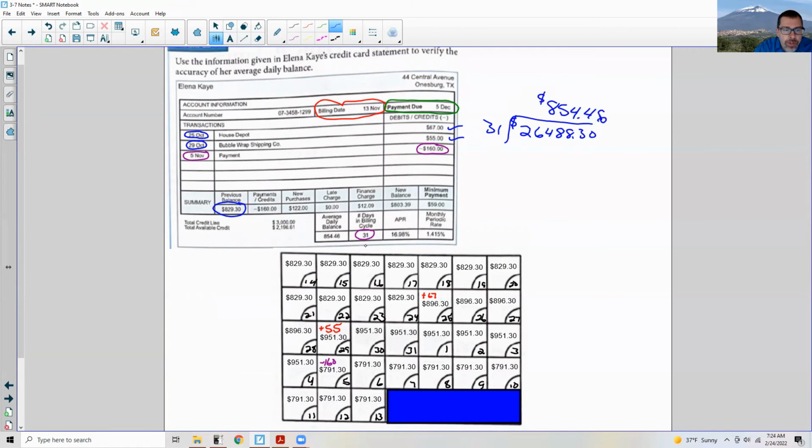Okay, $854.46, and there it is right there. So we have confirmed that the average daily balance is correct on her statement.